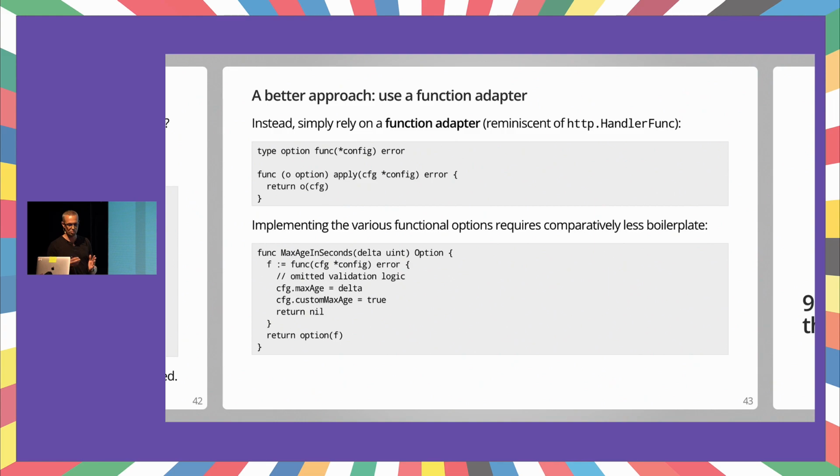Okay, so a simpler approach is just to use a simple function adapter. I don't know if you're familiar with HTTP handler func, but that's pretty much the idea here. And you see that the resulting code is much shorter, not as much boilerplate required.